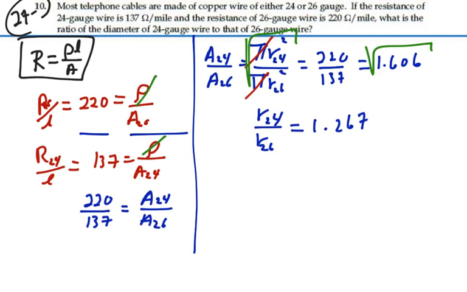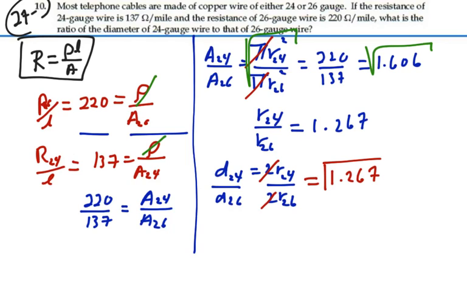We want the diameters. Well, the diameter of the 24 gauge is just 2 times the radius of the 24 gauge, and the diameter of the 26 gauge is 2 times the radius of the 26 gauge. So the ratio of the diameters is the same as the ratio of the radii. So that is equal to 1.267, and hence the 24 gauge wire has a greater diameter than the 26 gauge wire, and the ratio is 1.267.